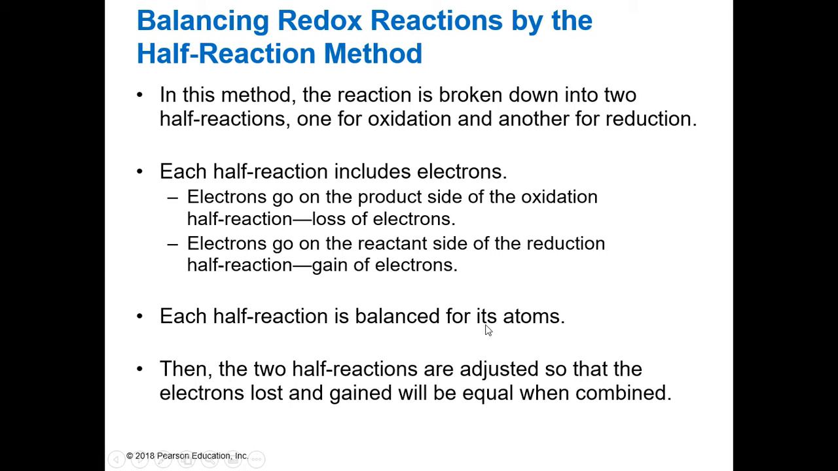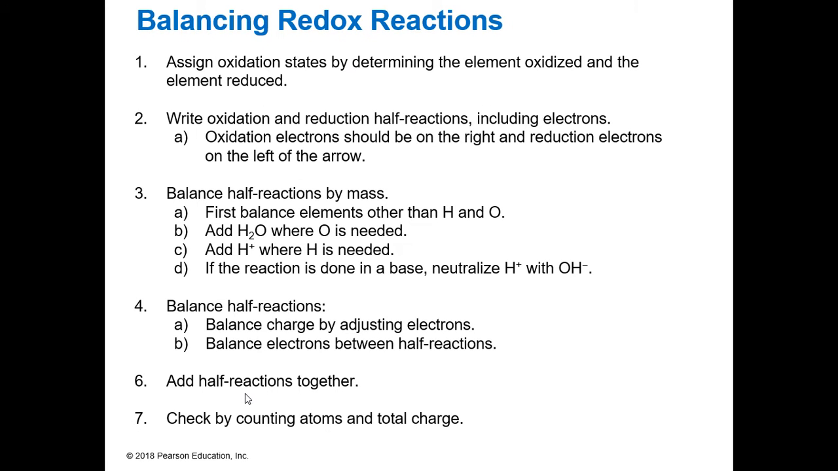You then need to balance each half reaction for its atoms. So let's say you had 10 neon on the left, you need to make sure you have 10 neon on the right. Okay, just making sure your atoms are balanced. You then need to make sure your electrons are balanced on the left and the right, and that they are equal between your half reactions. So here's the actual steps. I recommend that you have these steps out when you try to do your problems, so that you can make sure you're doing it right.